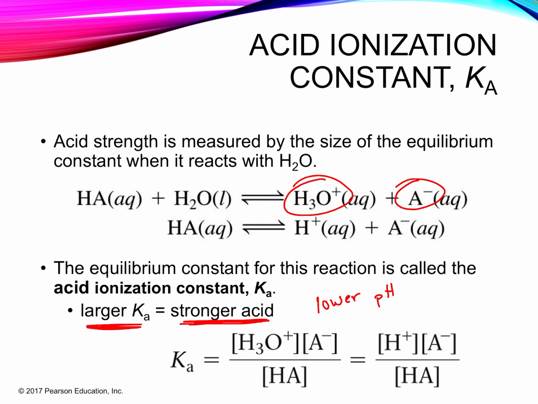So for our Ka expression here, we're always going to have our hydronium ion concentration times our conjugate base, which is A-, over our acid. Again, you'll notice that we don't include water in these equilibrium expressions because water is a pure liquid and therefore its concentration isn't going to change. We don't really report the concentration of water in water. That'd be a little bit silly.